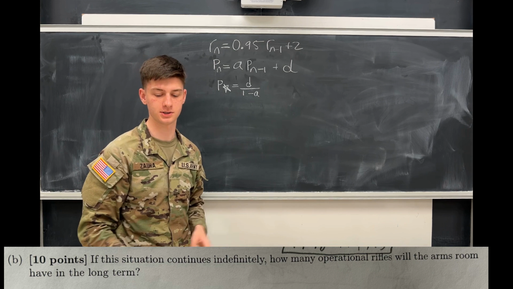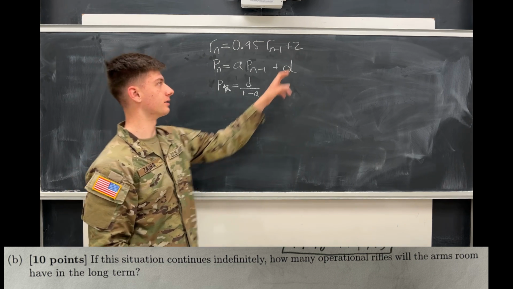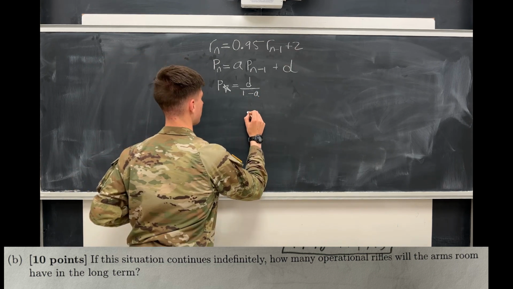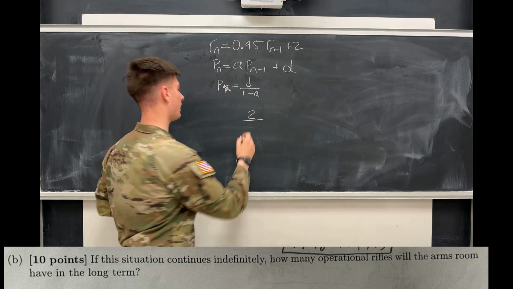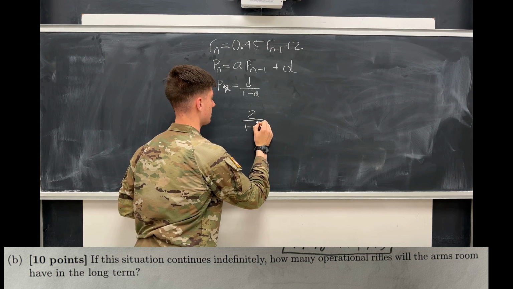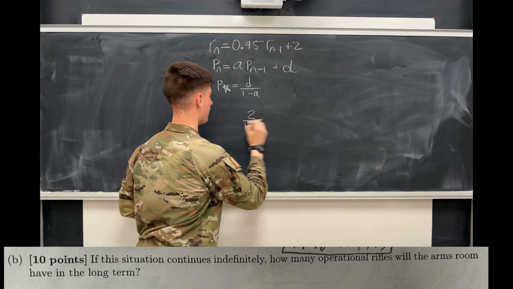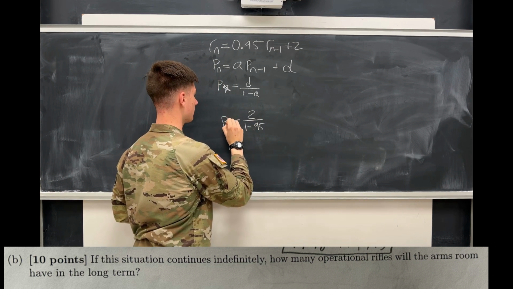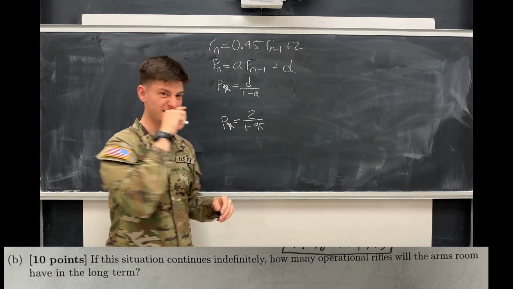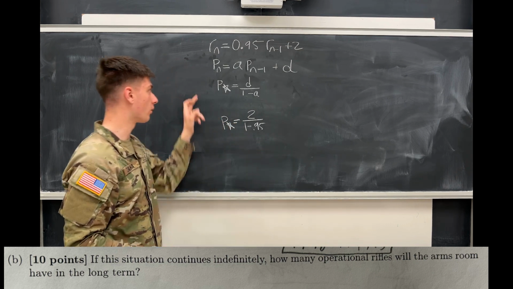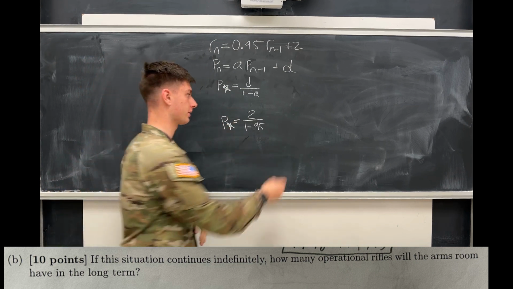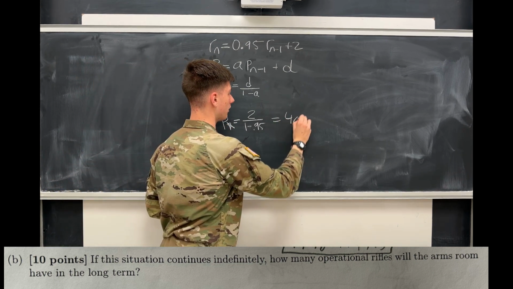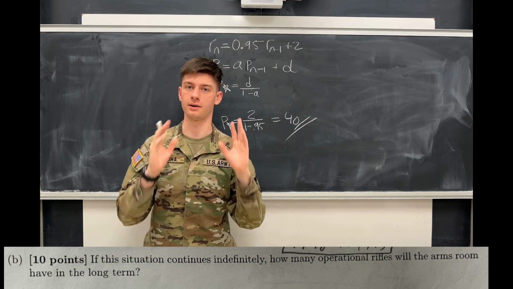Okay? So in order to solve this question, we know that our D here is 2. So we're going to plug that in. 2. And we know that our A here is 0.95. So we're going to do 1 minus 0.95. And that's going to be our P star, which tells us the equilibrium point. So this is going to be the equation for equilibrium. Have that on your note sheet. Plug this into your calculator. It's going to equal 40. Double underline.